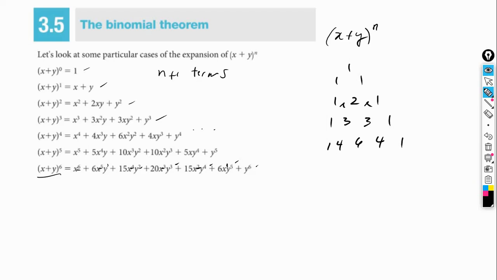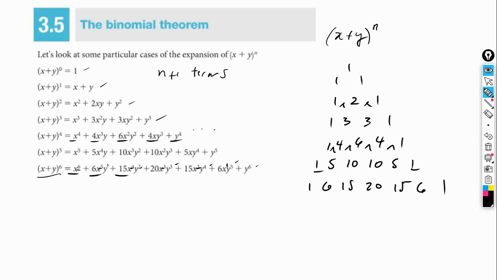And you see that pattern here: 1, 4, 6, 4, 1. How about if it's to the power of 5? Well, it would be 1, 5, 10, 10, 5, 1. Remember that I'm just adding 1 plus 4, 4 plus 6, 6 plus 4, 4 plus 1, and then I keep the ones on the outside. And then the last one would be 1, 6, 15, 20, 15, 6, and 1, and you can see that here.